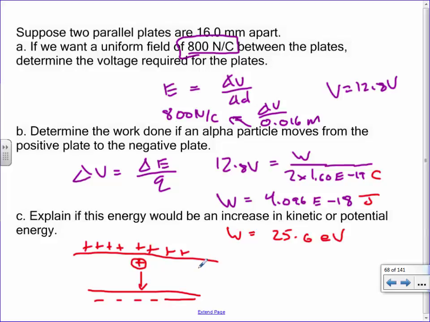Actually, it is, isn't it? Wouldn't it naturally want to do that? So is that going to increase its kinetic or potential energy? Kinetic. Does that make sense? This thing is going to speed up.